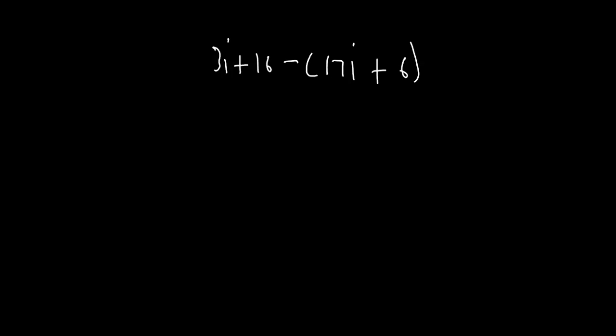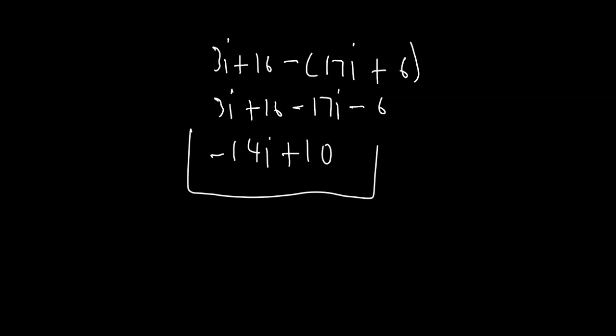Okay, now that you've given it an attempt, we first distribute the negative sign, then we distribute to negative 17i, and then to 6, so we get negative 6. Then 3i minus 17i is just negative 14i, and then 16 minus 6 is just 10, and that's your answer.